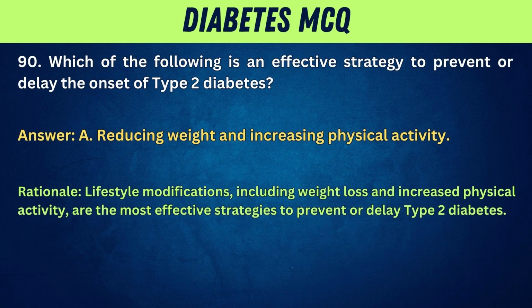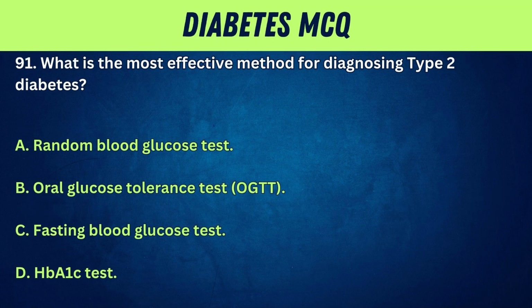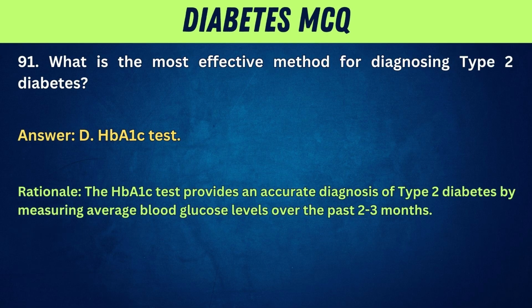2 diabetes. 91. What is the most effective method for diagnosing type 2 diabetes? A. Random blood glucose test. B. Oral glucose tolerance test, OGTT. C. Fasting blood glucose test. D. HbA1c test. Answer: D. HbA1c test. Rationale: the HbA1c test provides an accurate diagnosis of type 2 diabetes by measuring average blood glucose levels over the past 2 to 3 months.